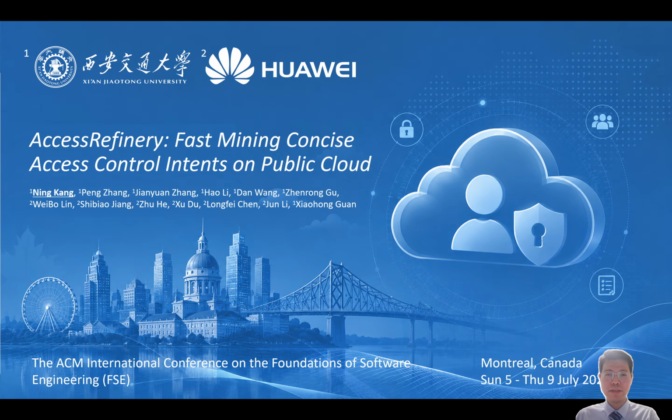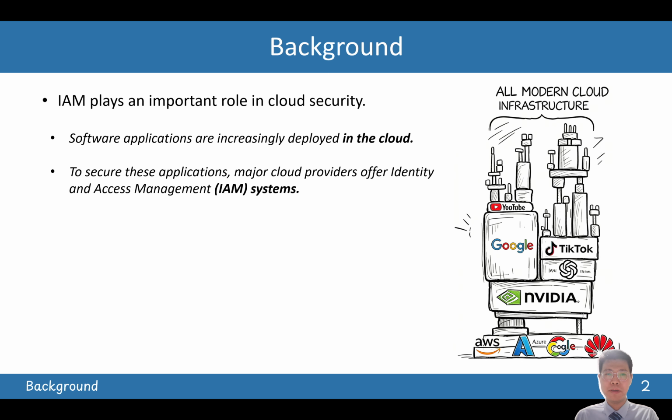Nowadays, more and more software applications are increasingly deployed in the cloud. To secure these applications, major cloud providers such as Amazon, Google, and Huawei offer identity and access management systems, that is IAM, and IAM plays a crucial role in cloud security.